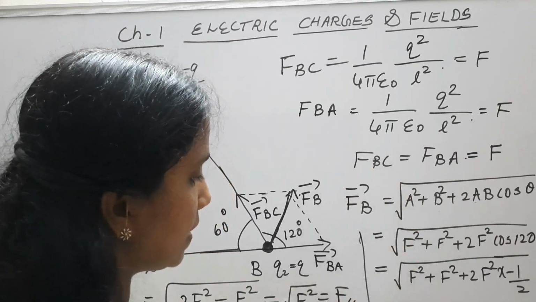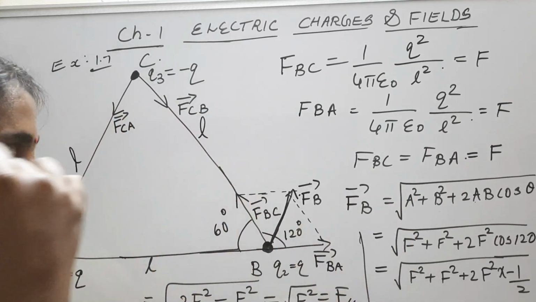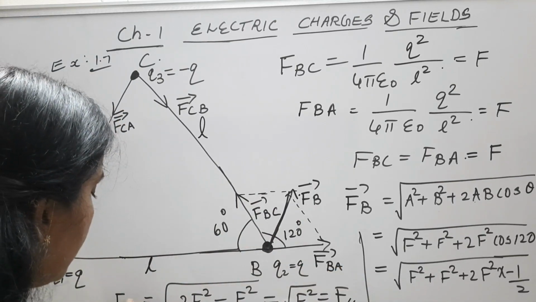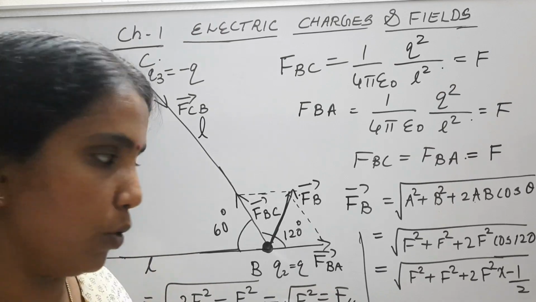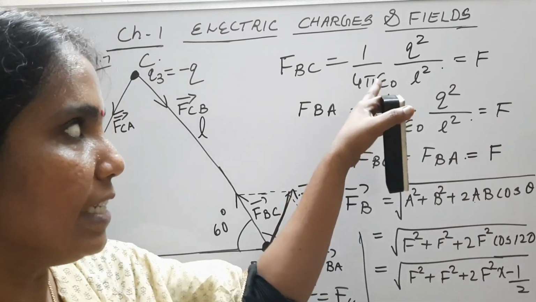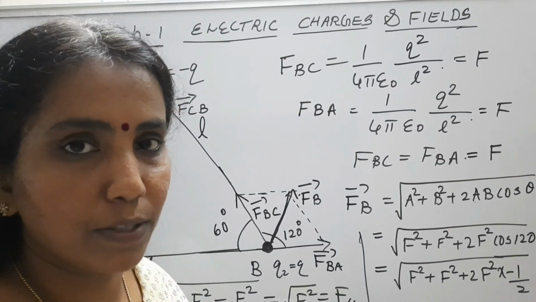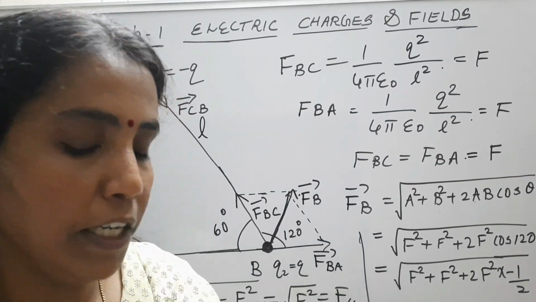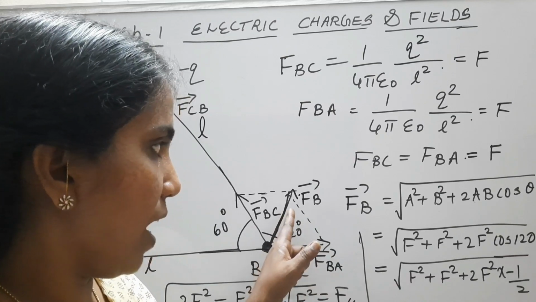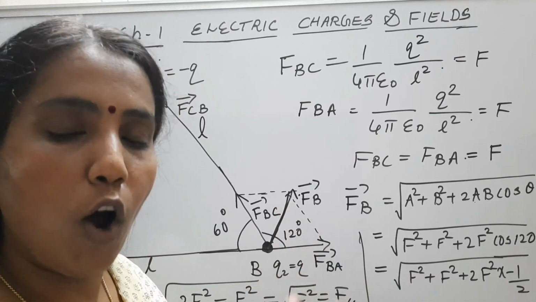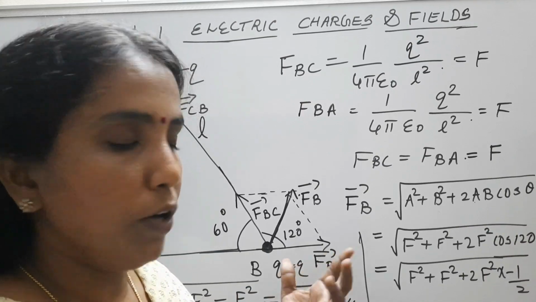So the resultant magnitude, that is FB, the magnitude of the resultant force, is equal to F. What is that F? 1 by 4 pi epsilon 0 Q square by L square. So this is the magnitude of force acting on the charge at B. Okay, so magnitude we got. Now what will be the direction?